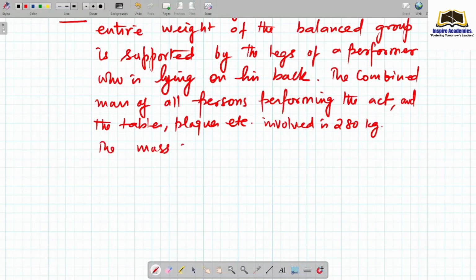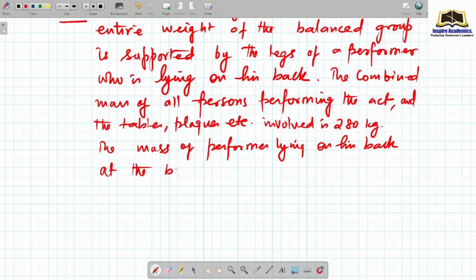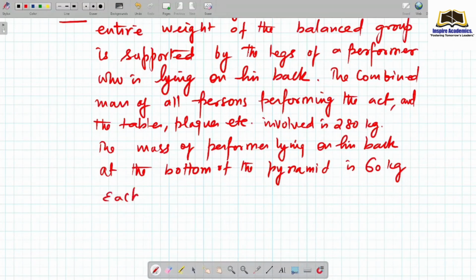The mass of performer lying on his back at the bottom of the pyramid is 60 kilogram. Each thigh bone.